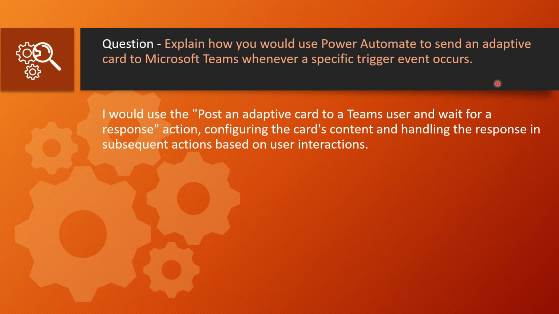The answer should be that there is an action, Post an adaptive card to a Teams user and wait for a response. In this, firstly we post the adaptive card and whatever action is required from the user, and whenever the user responds, it can also be captured there. Here you need to configure the card content and handle the response in subsequent actions based on the user action. Whatever response you want to handle, you need to write the action item for that.